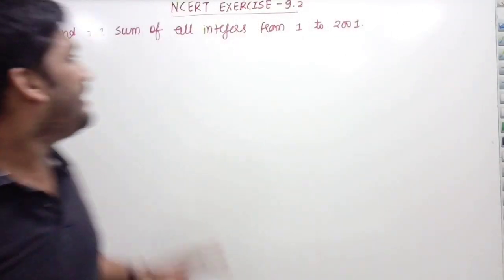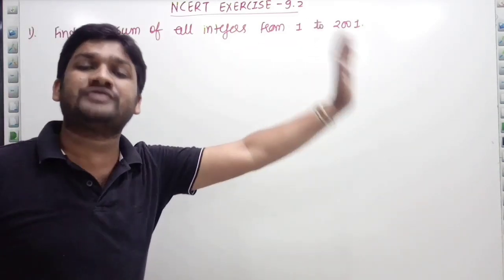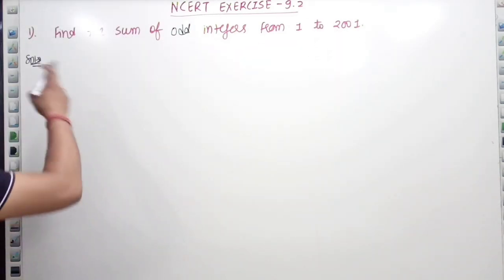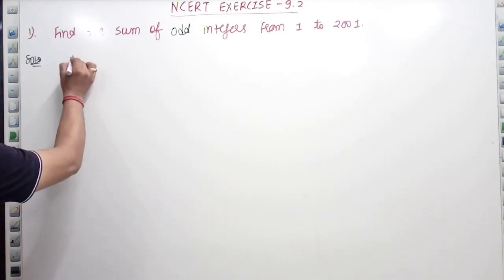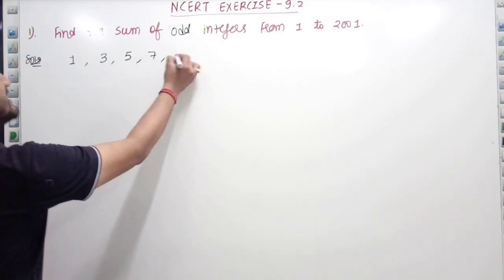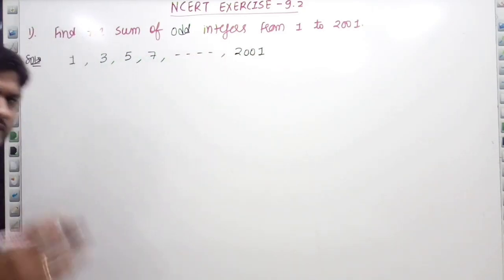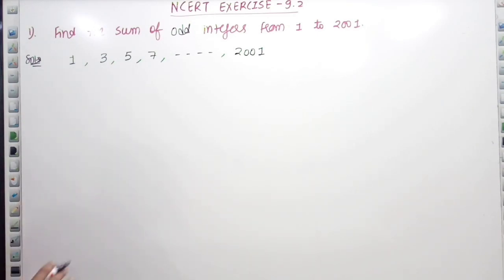The question is, find the sum of all odd integers from 1 to 2001. So if I talk about the sum of all such integers, the first number will be 1, then 3, then 5, then 7, and the last will be 2001. Right? Formulas we have already discussed in the previous video.